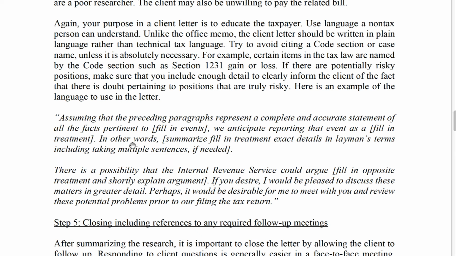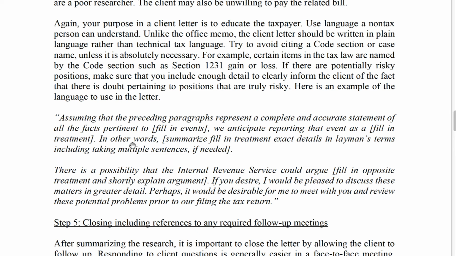So for example, property transactions, a big area. I will say that, okay, let's redo the paragraph. Let's assume that the taxpayer is selling land. Assuming that the preceding paragraphs represent a complete and accurate statement of the facts pertinent to selling of the land in year 5, we anticipate reporting that event, or let's say it already happened. The event should be reported, or this results in a long-term capital gain.